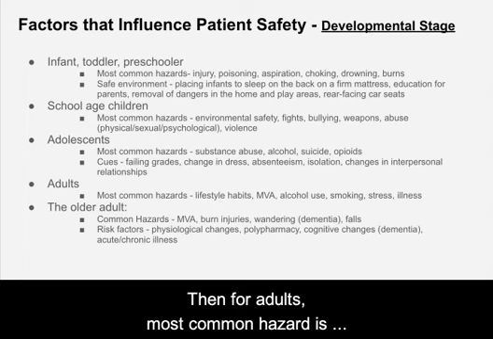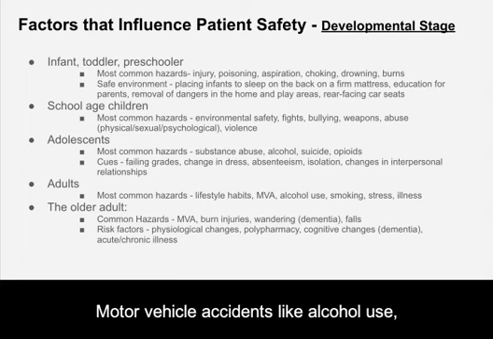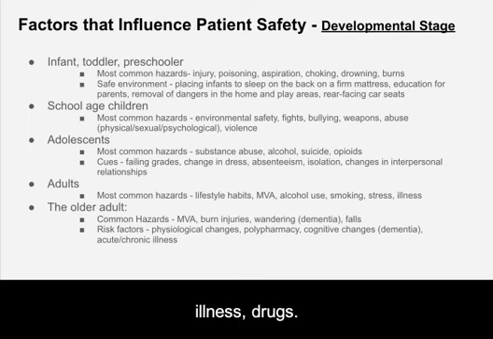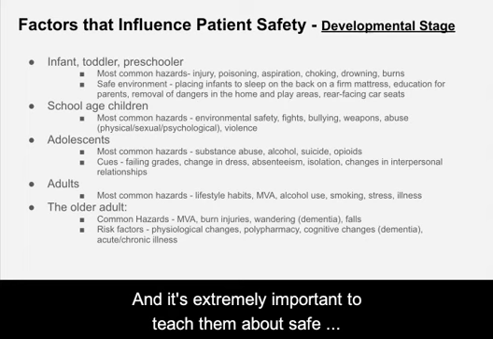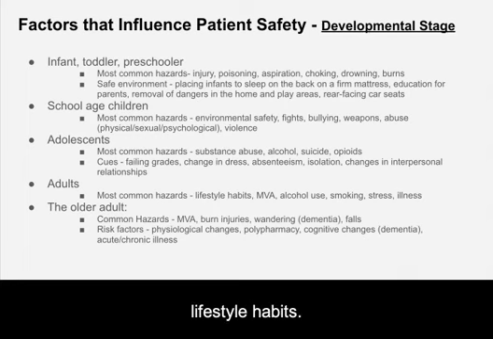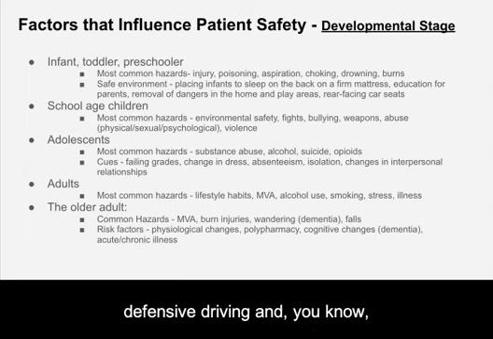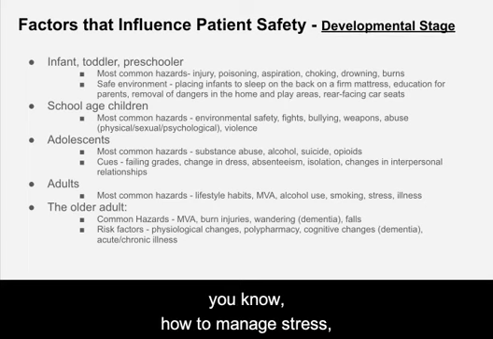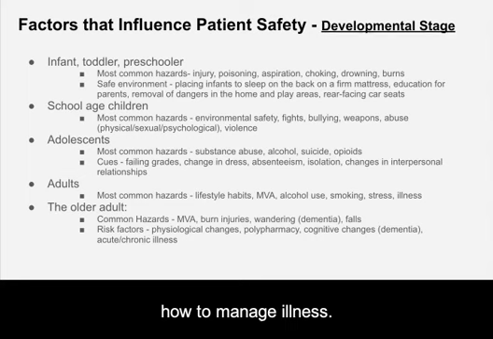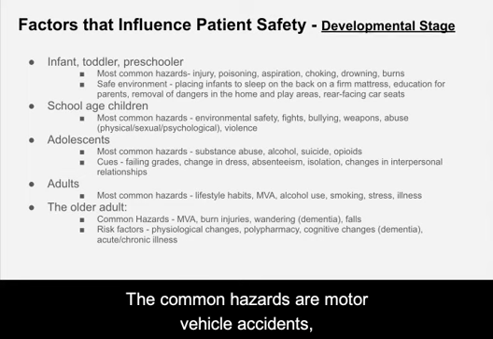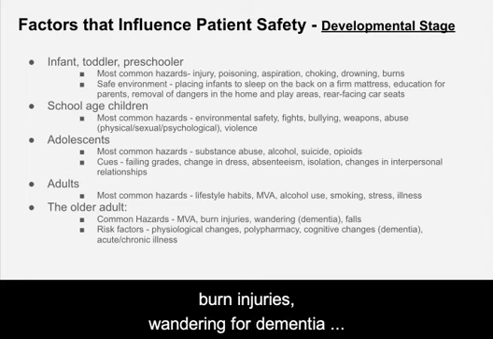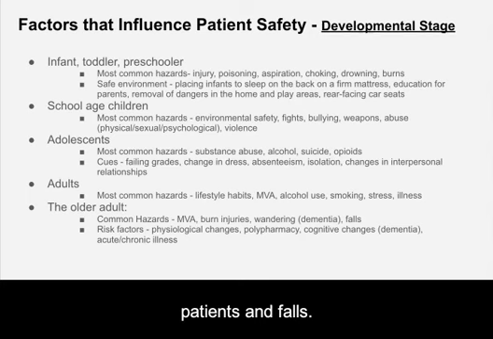Then for adults, most common hazards are lifestyle habits and motor vehicle accidents, like alcohol use, smoking, stress, illness, drugs. And it's extremely important to teach them about safe lifestyle habits, safe driving practices, defensive driving, limiting alcohol, smoking, how to manage stress, how to manage illness. And then finally, the older adult. The common hazards are motor vehicle accidents, burn injuries, wandering for dementia patients, and falls.